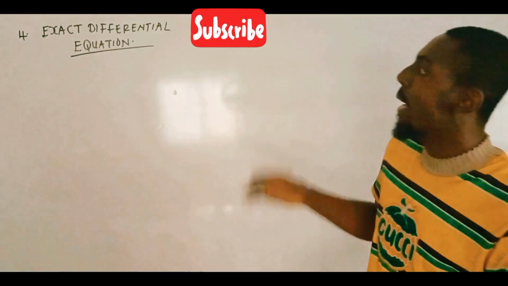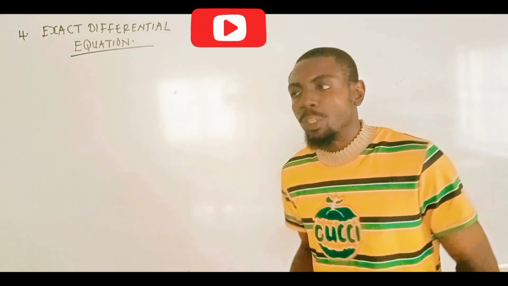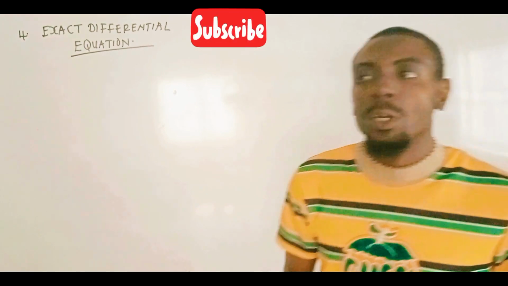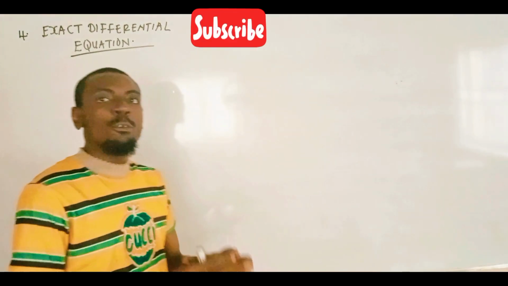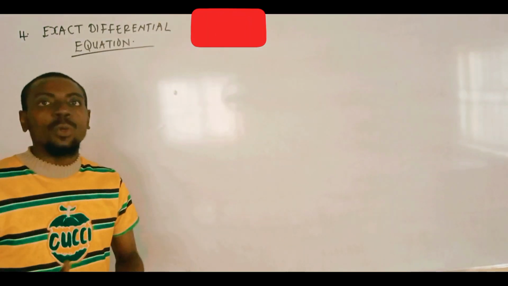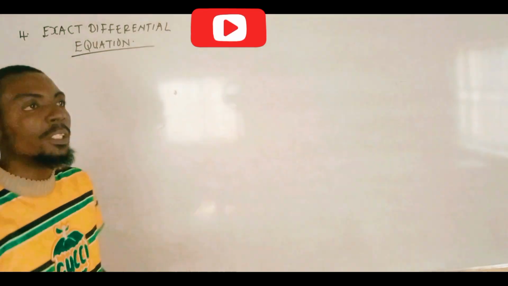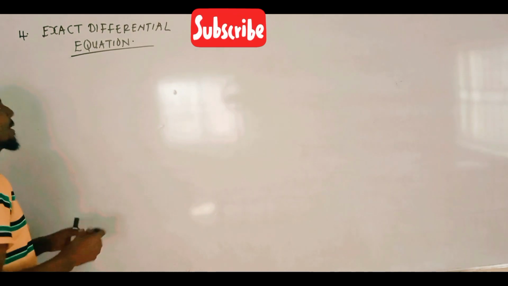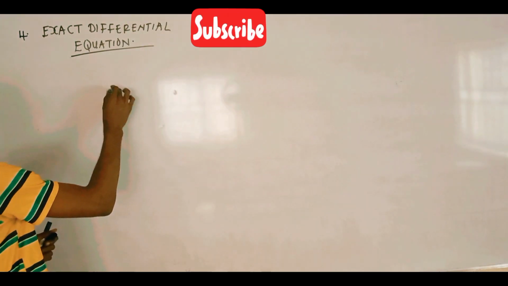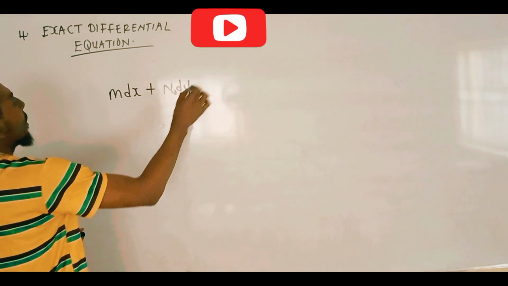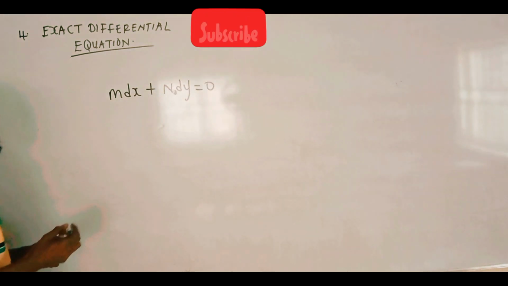Today we have the exact differential equation. It's actually the fourth method of solving first order differential equations. The general form of an exact differential equation originates from an implicit differentiation, which is expressed in the form of M dx plus N dy equal to 0.